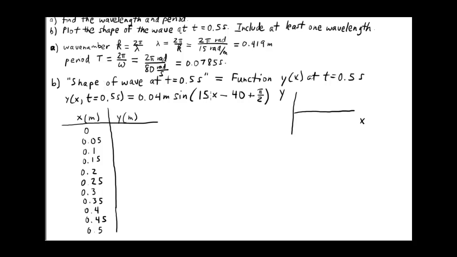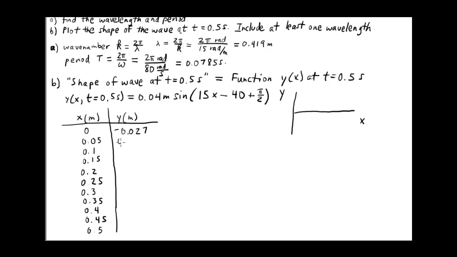We plug in x equals 0, so we're going to end up with 0.04 meters times the sine of negative 40 plus pi over 2, and that works out to be negative 0.027, of course, in meters. Now, the thing you have to be careful about, remember the argument of the sine function in this kind of equation is in radians. So make sure, if you're punching that out by hand, that your calculator is set to evaluate the sine of a radian angle.